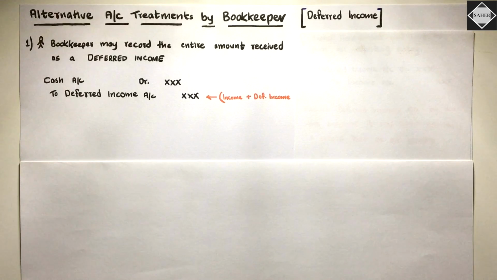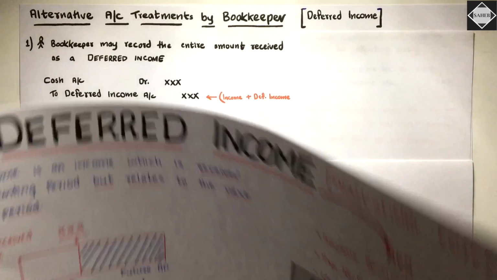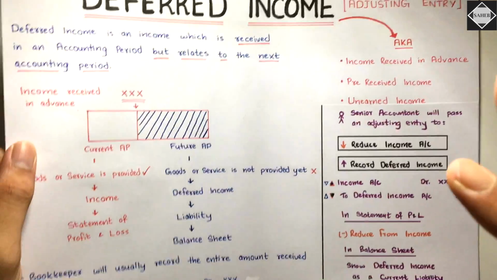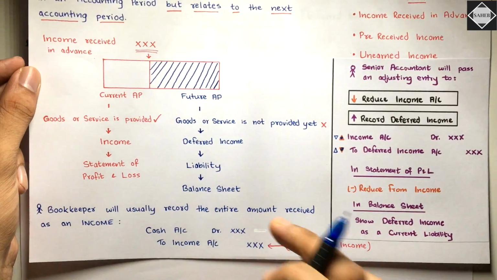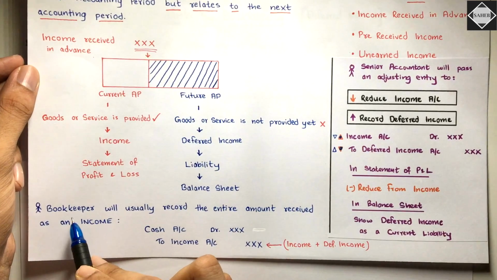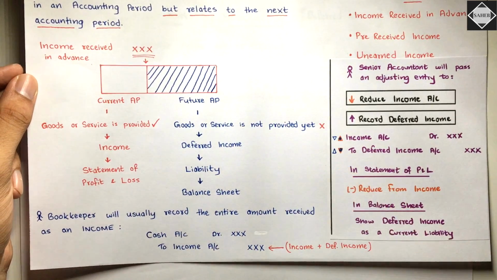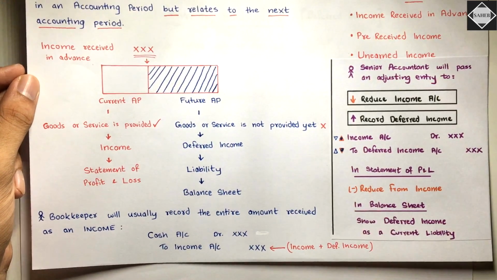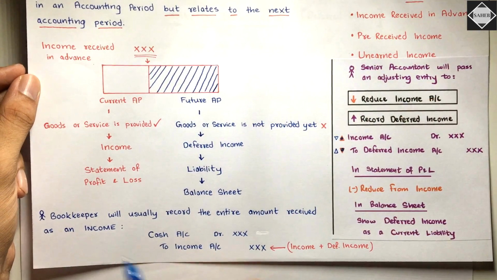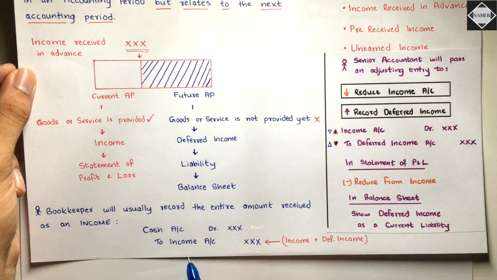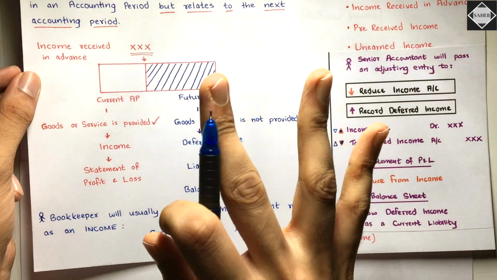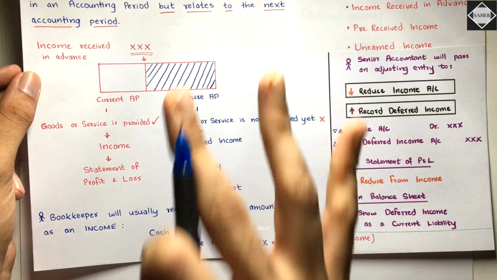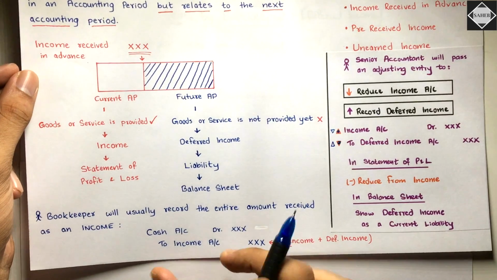I told you in the beginning that when we do adjusting entries, whether for deferred income or whatever it is, it is based on the history, the backstory, how the transaction has been recorded by the bookkeeper. And I told you when we saw the practical example that the bookkeeper was recording everything as an income, the entire thing. In the practical example, 30,000 was there. That entire 30,000 rent received in advance was recorded as an income.